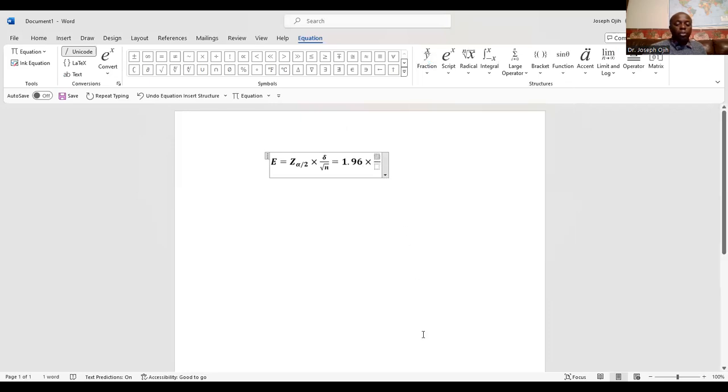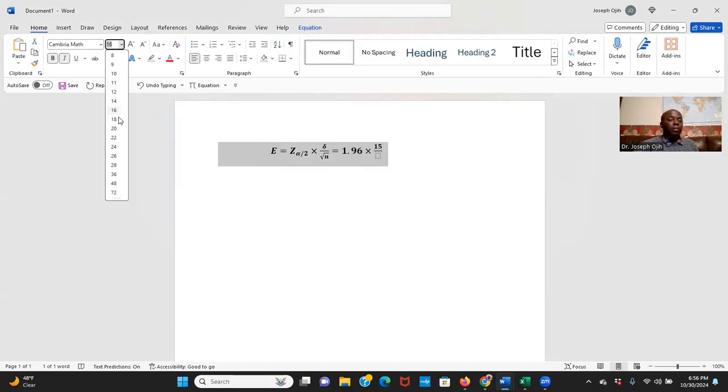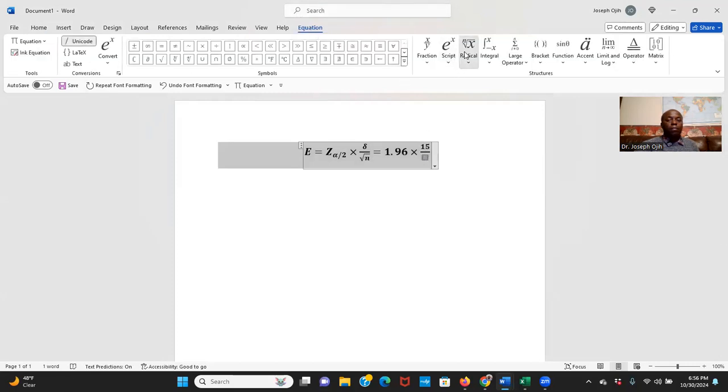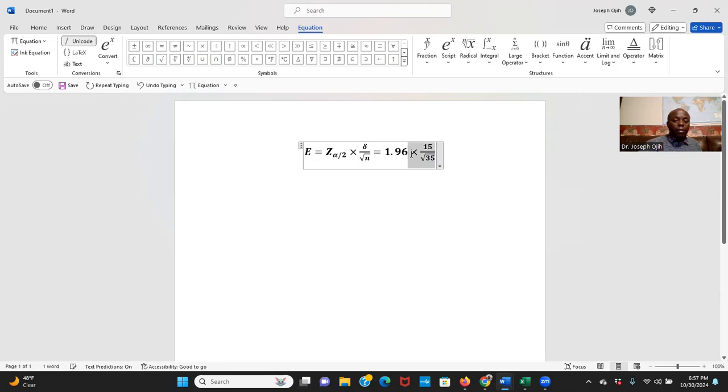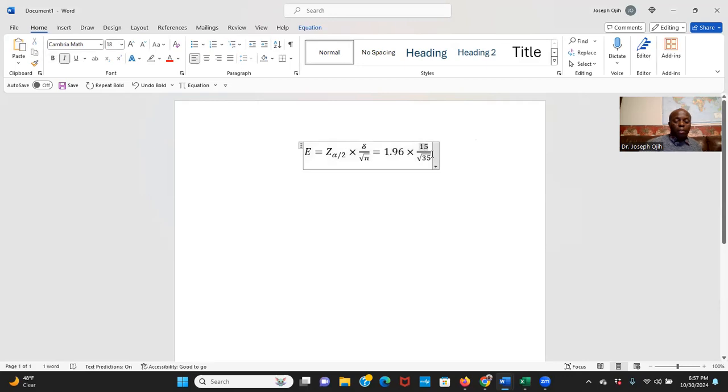We have standard deviation over the square root of n. 15, we have 15 as standard deviation. Then n is 35 fifth graders, right? And it says square root of that, square root of n. The square root of n, which is 35.